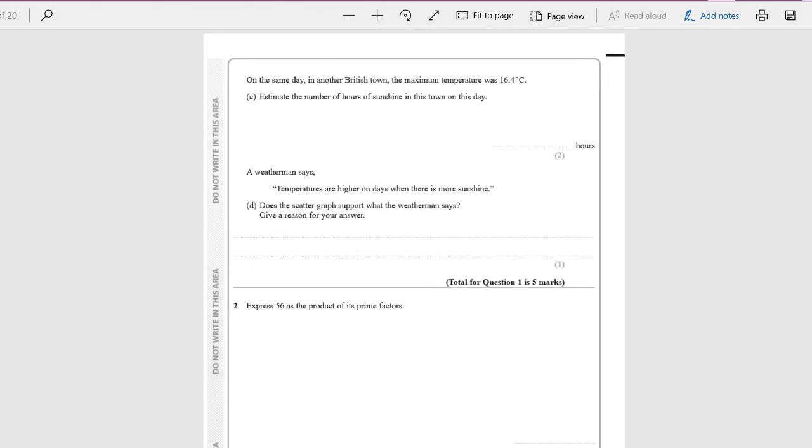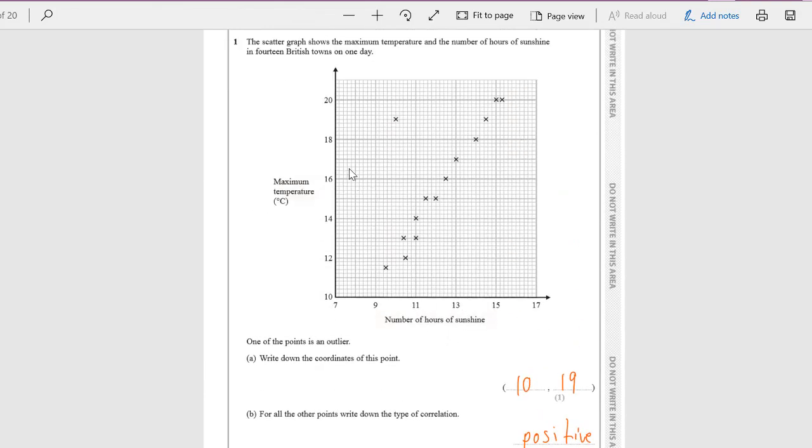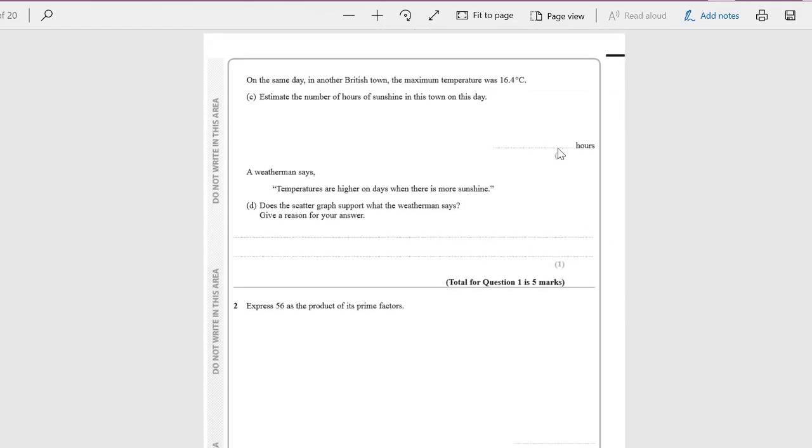It says that on the same day in another British town, the maximum temperature was 16.4 degrees Celsius. Estimate the number of hours of sunshine in this town on this day. So let's go to 16.4. We can say it's approximately that line. If we draw a straight line and come back down, it'll be around 2.8, 2.9. But obviously it depends on how you draw your straight line. As long as you've drawn a reasonable line of best fit, you should get, I saw 12.8, but I think you could have anything from 12 to 13 as a justifiable answer.